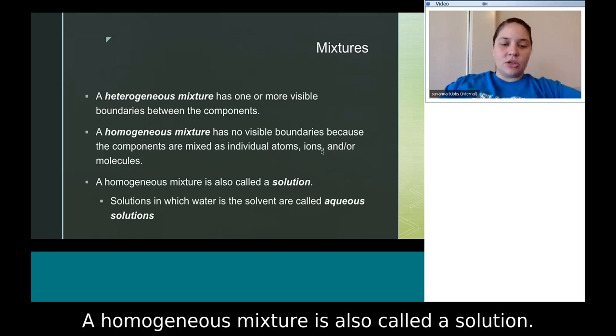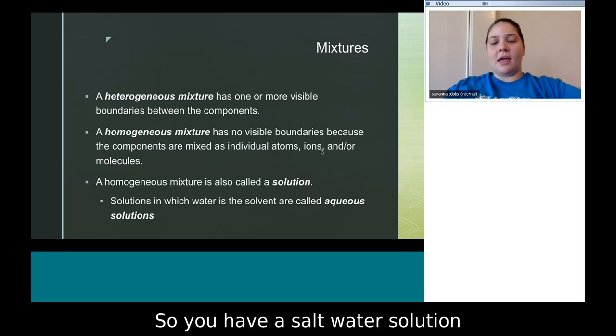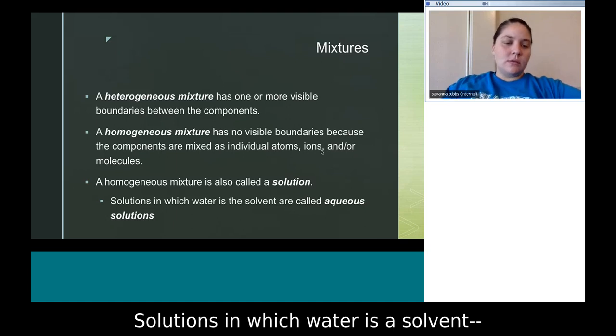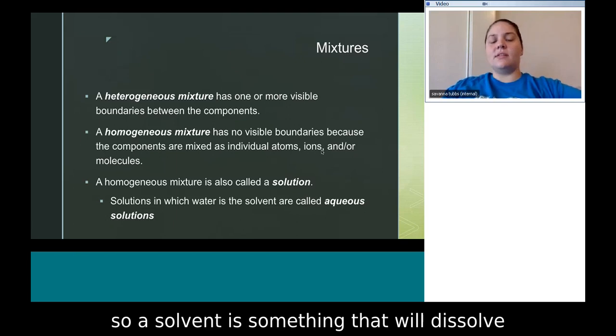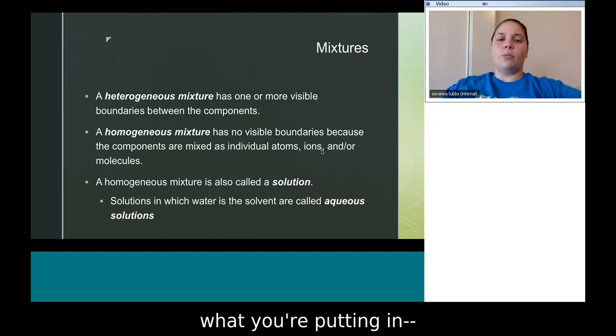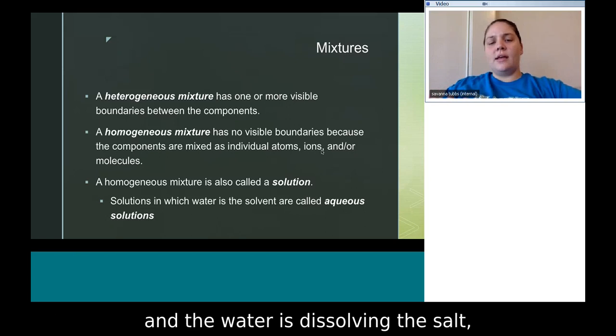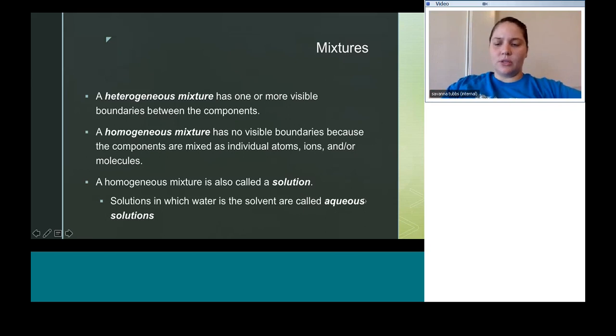A homogeneous mixture is also called a solution. So we would have a saltwater solution if we mix salt and water together. Solutions in which water is the solvent, and a solvent is something that will dissolve what you're putting in, are aqueous solutions. Because we were mixing salt and water together, and the water is dissolving the salt, it would be considered an aqueous solution.